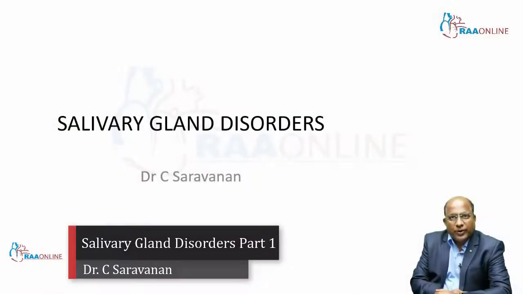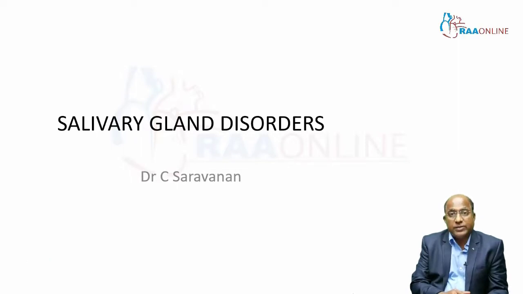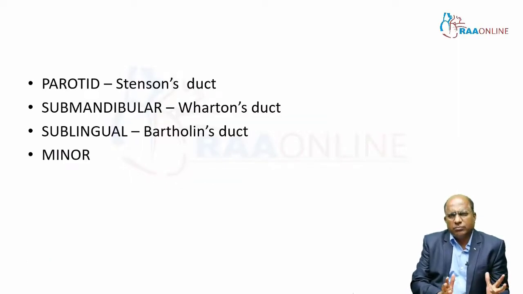So the next topic we are going to talk about is all the salivary gland related disorders, right? When we talk about the salivary glands, we all know that we have a few major glands and hundreds of minor glands. We have 3 pairs of major glands: the parotids, the submandibular and the sublingual. The parotid is on the side of the cheek, the submandibular is under the mandible, and the sublingual is under the tongue, right?